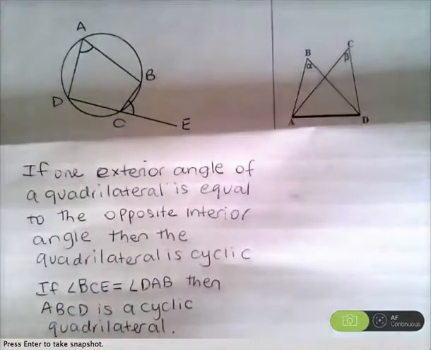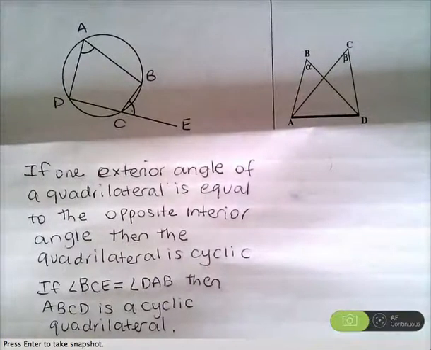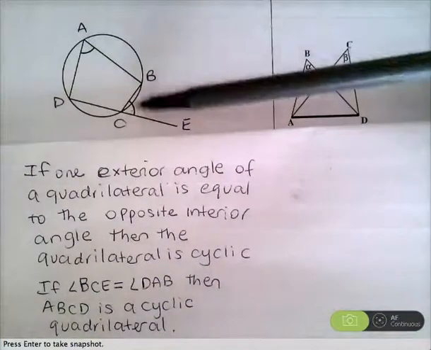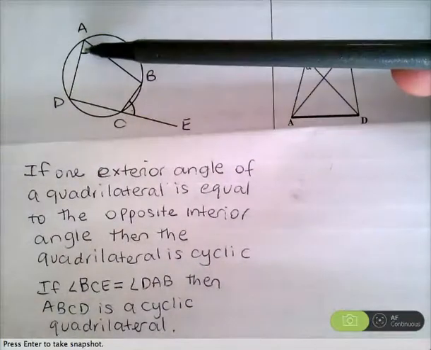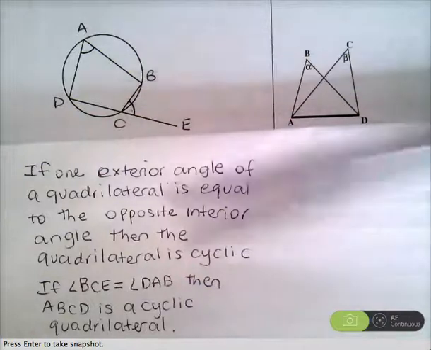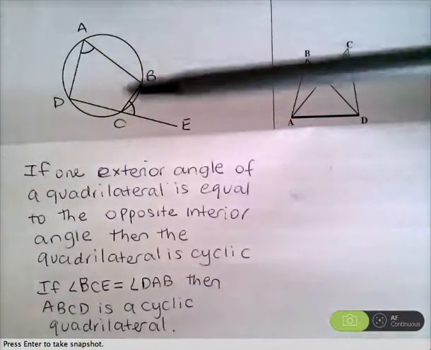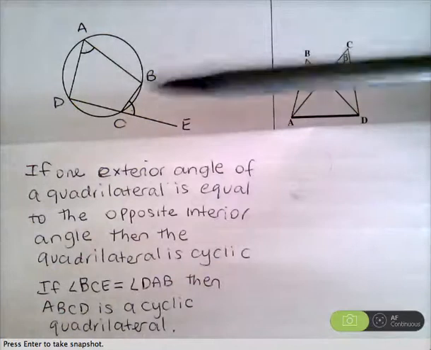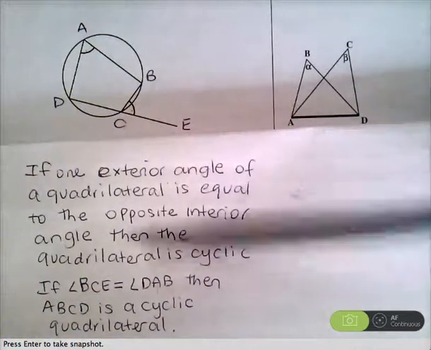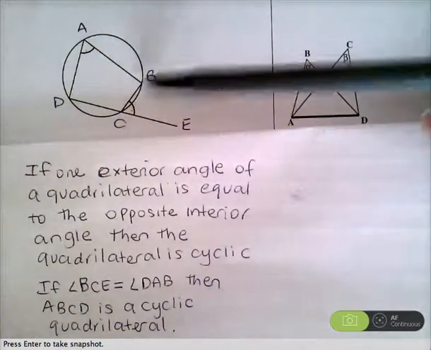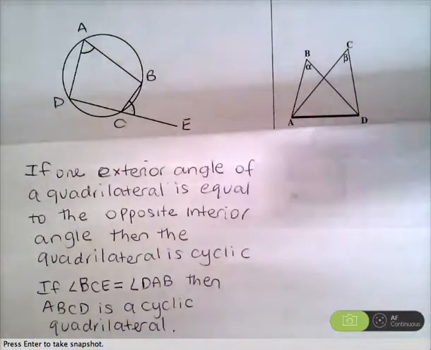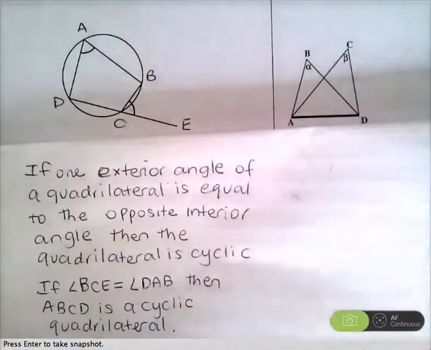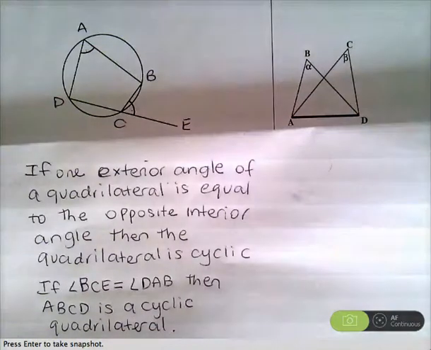So we don't start off saying it's cyclic. What we say is that if this exterior angle here equals the interior opposite angle, then the quadrilateral is cyclic. Now, often when you get questions like this, the circle won't be drawn. You will just have a quadrilateral just lying there with no circle drawn. Another way we can say this is if angle BCE equals angle DAB, then ABCD is a cyclic quadrilateral.